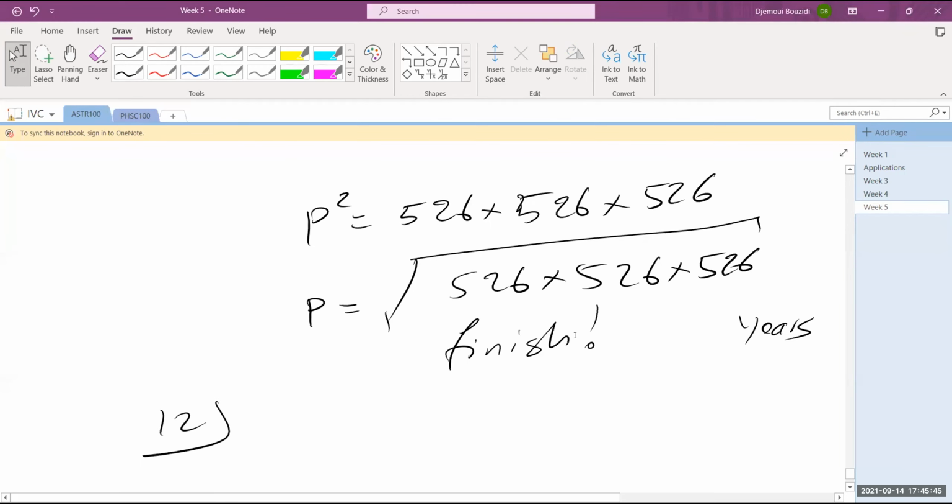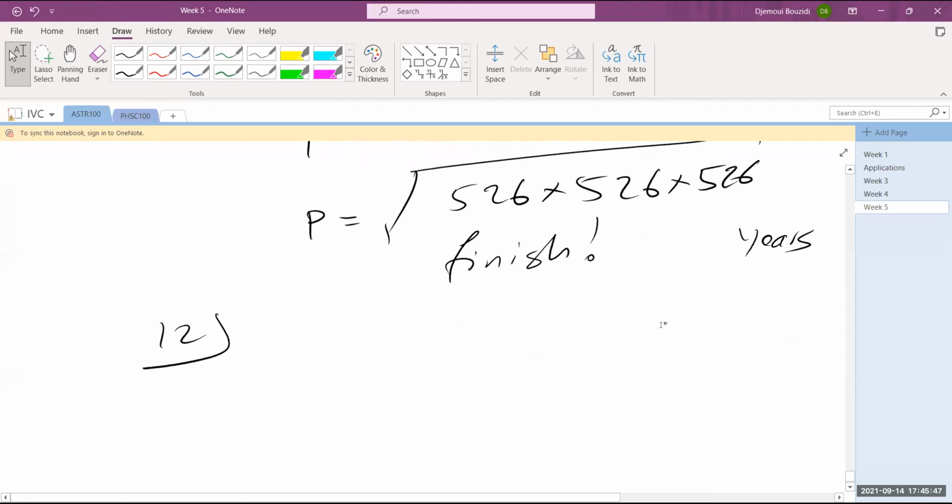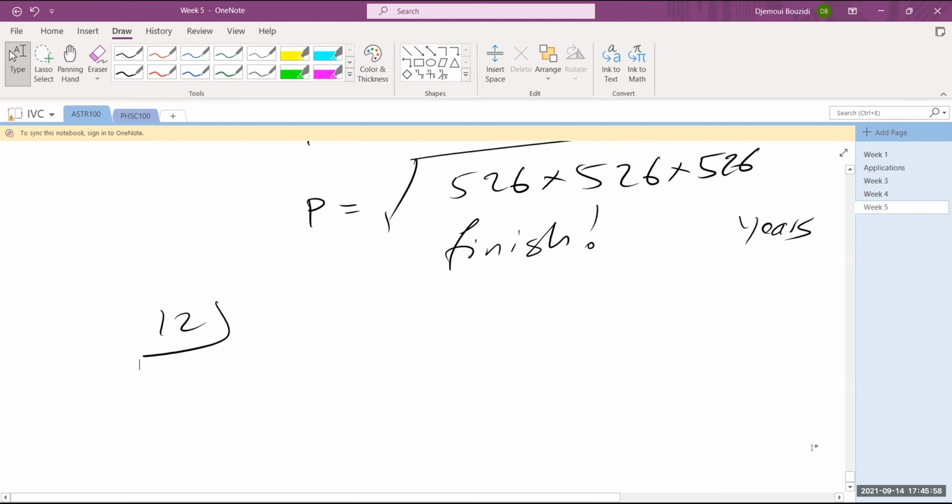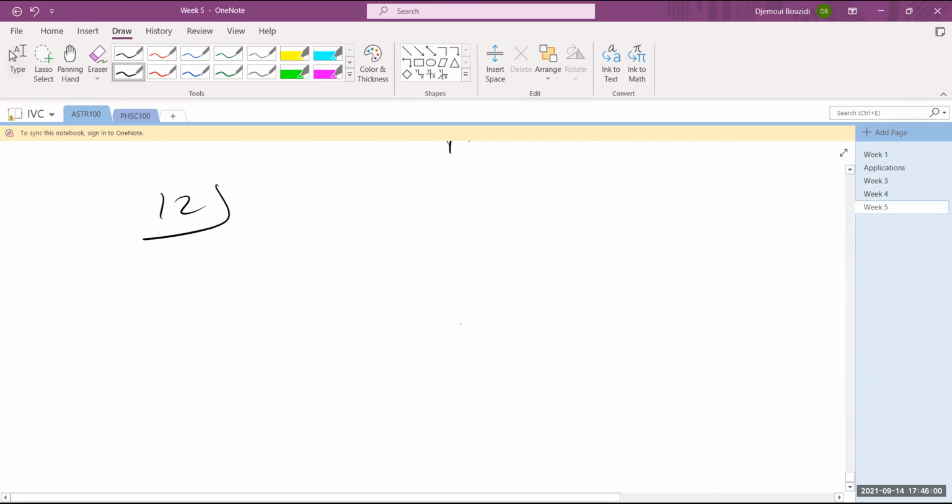12. Suppose an asteroid is discovered with an orbit that brings it as close as half an astronomical unit from the sun and as far as 5.5 astronomical units from the sun. What is its semi-major axis and what is its orbital period? Let me describe this situation. So we have the sun. At some point, this object is half an astronomical unit from the sun.